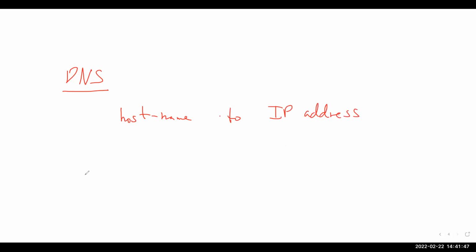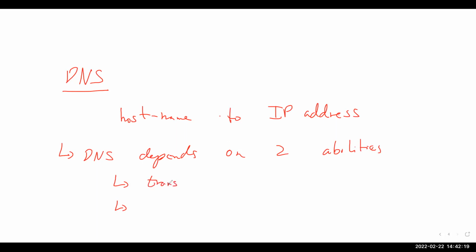Okay, at the most basic level, network operations depend really on just two abilities. So DNS depends on two abilities. Okay, so that's basically it. So it's got two things. The first one is, of course, it needs to translate host name to IP. All right, that's the first one.